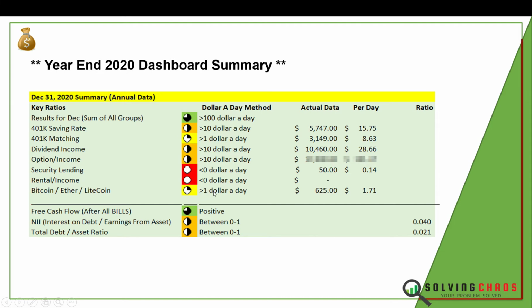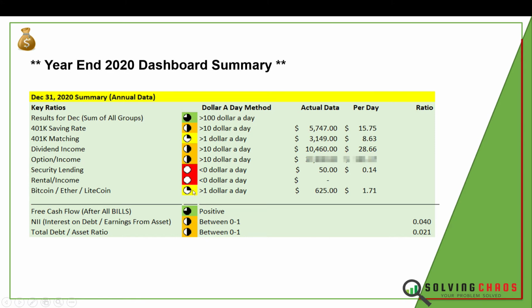$1 a day is this yellow one here, right? Greater than $1. And then greater than $10 a day will be this orange one. And anything above $10, which is $100 a day, will be green, which I don't have. This one is the total result.